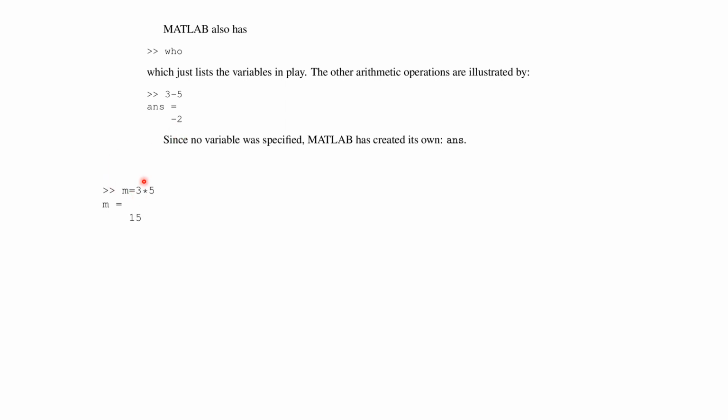Multiplication is this little asterisk, and division as you'd expect. And exponentiation, 3 to the power 5. This is a little bit different from Python. 3 to the power 5, and it'll give you the answer to that stored in the variable p.